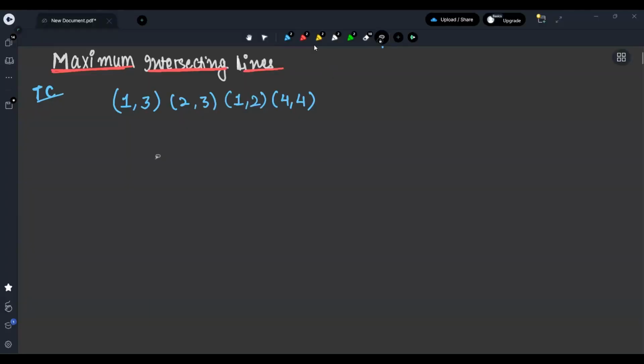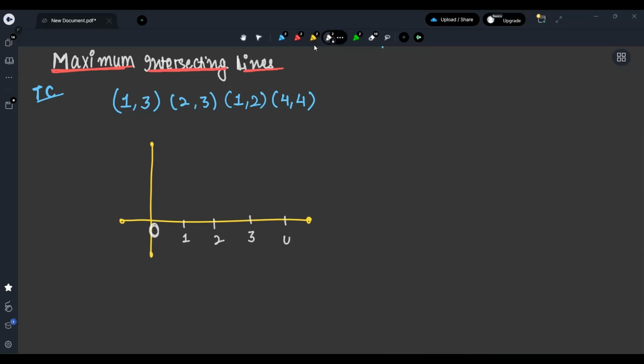So let's say we are given these intervals, and let me draw some diagram to best illustrate it. Okay. So let's say I have a coordinate axis, and within that 0, 1, 2, 3, 4, 5. Now you can see 1, 3. That means I have a horizontal line from 1 to 3. So I will start from 1 and I will end at 3. One thing you can see is how many integral points are here: 1, 2, and 3. Okay, so mark these integral points.